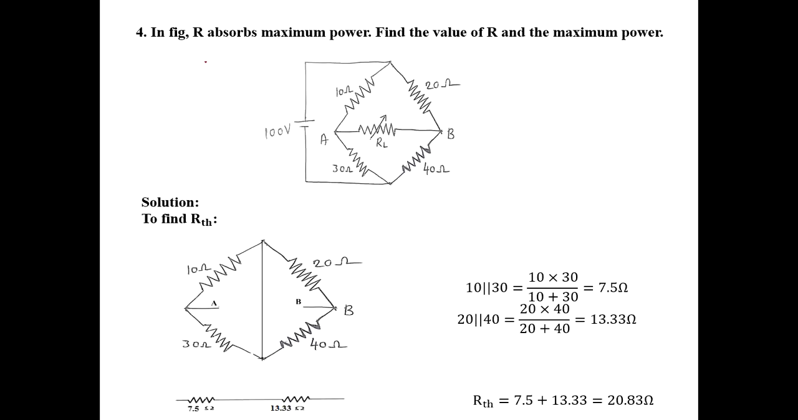Next problem: in the figure, R absorbs maximum power. Find the value of R and the maximum power. Here, first we have to find the RThevenin. We know that for RThevenin, short the voltage source and remove the load resistance. Shorting this voltage means we can redraw the diagram like this, because this voltage is between this and this corner. So we have to draw it like this.